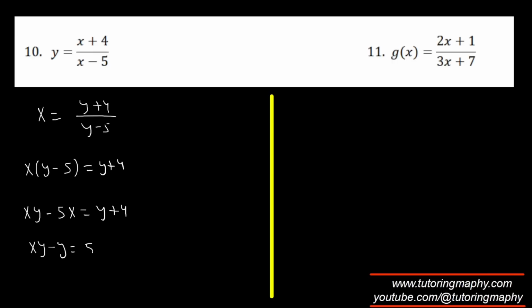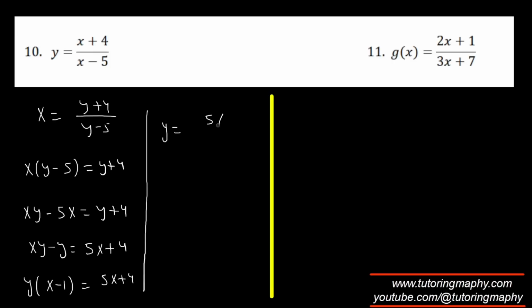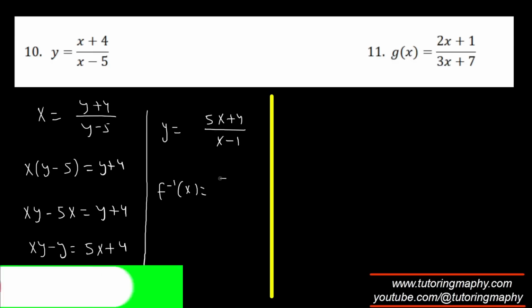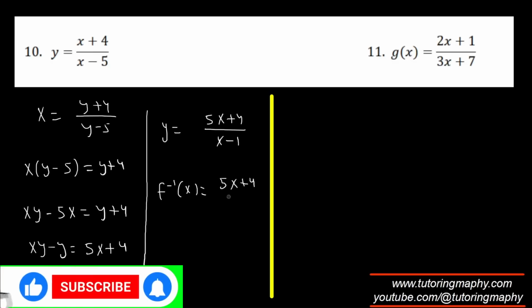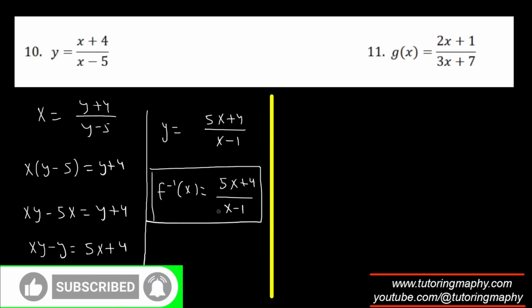And I'm going to add 5x to both sides. Take y as a common factor. So y times x minus 1 is equal to 5x plus 4. And then divide both sides by x minus 1. So it will become 5x plus 4 over x minus 1. And then replace y with, well, apparently they have not given any function. So I'm just going to call it f inverse x, which is equal to 5x plus 4 over x minus 1. That is the inverse function.